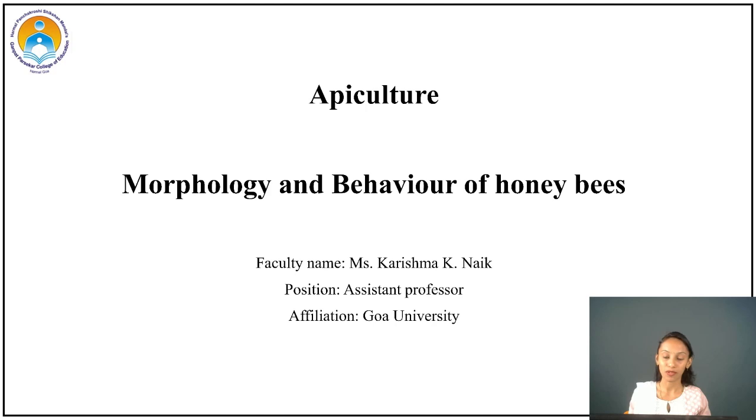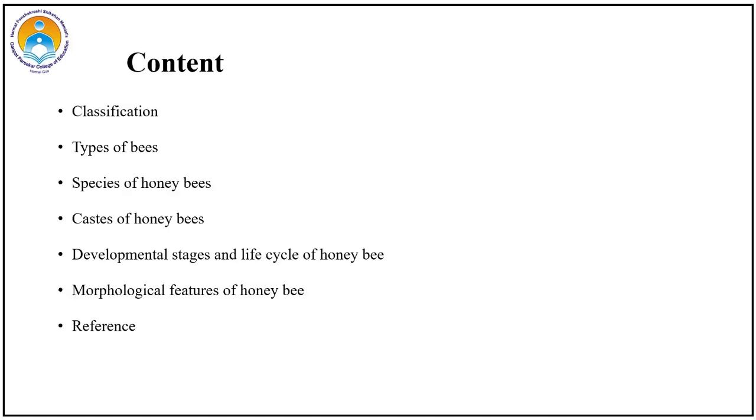The name of my course is Apiculture and the title of my module is Morphology and Behavior of Honeybees. Now let's see the content of this module. In this module, we are going to study classification, types of bees, species of honeybees, castes of honeybees, developmental stages and life cycle of honeybees, and morphological features of honeybees. At the end, we are going to see references for this module.